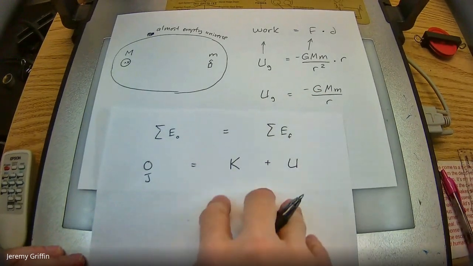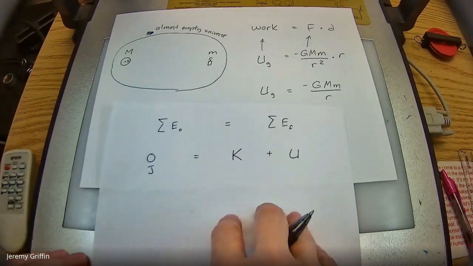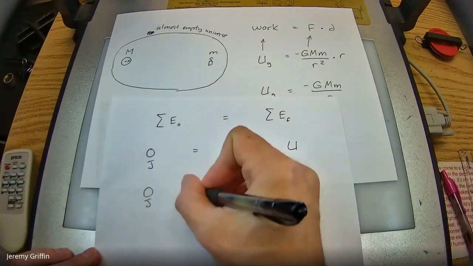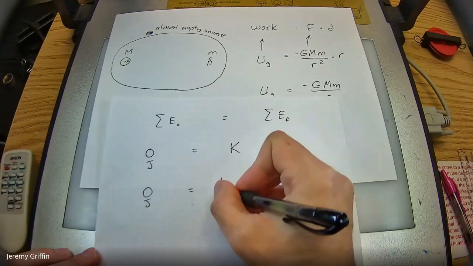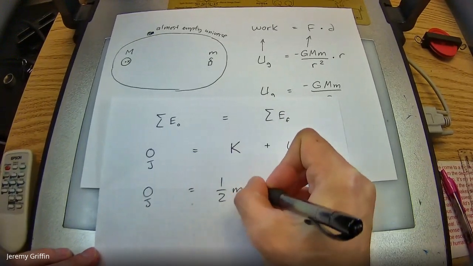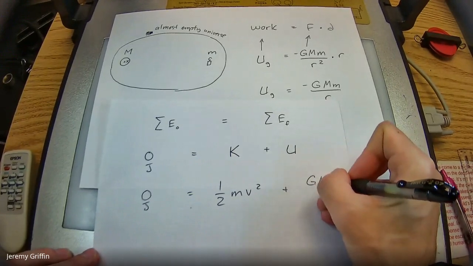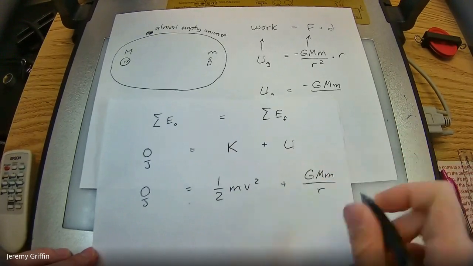Okay, so I said this is going to lead to escape speed. So let me show you guys how. Let's plug in some formulas. So 0 joules is equal to 1/2 mv squared plus, negative, G M m on R. Could be something like that, right?